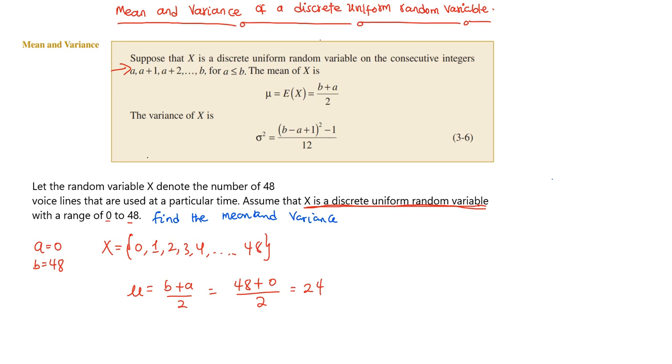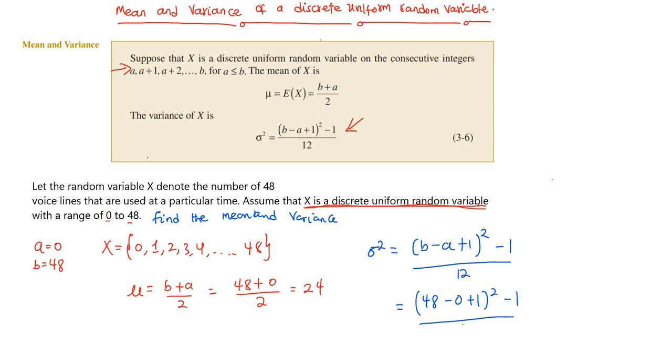So if you are asked to find the variance also, then you're going to use this formula here. You're going to have sigma squared equal to ((b minus a plus 1) all squared minus 1) all divided by 12. Okay, so you know what b and a are, so we are going to have ((48 minus 0 plus 1) all squared minus 1) all divided by 12. When we do this, we are going to get 14.14. Okay, so that would be the variance.